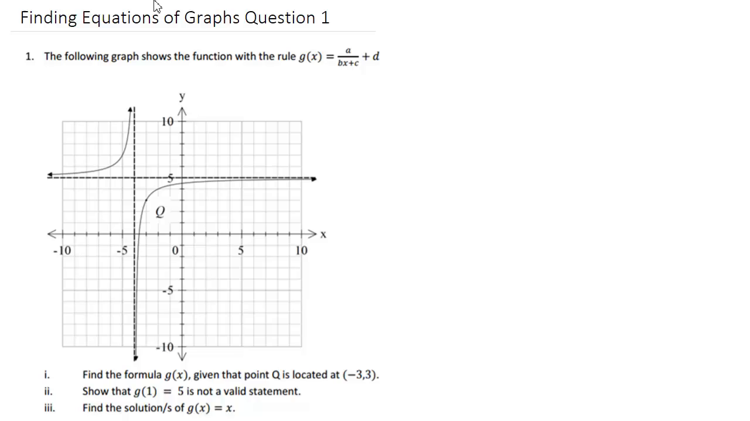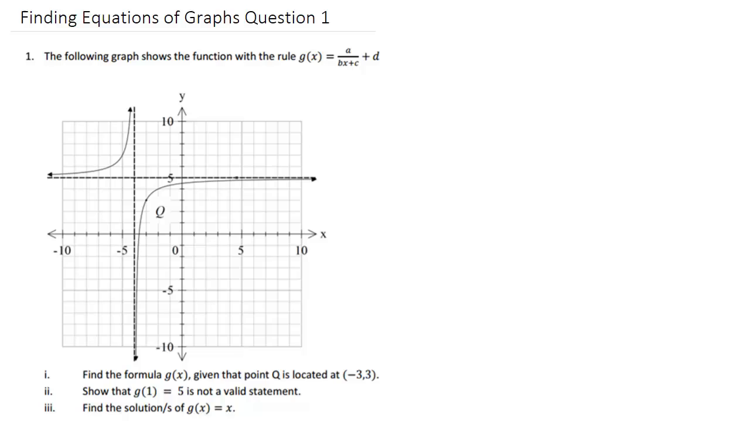So question 1 states, the following graph shows the function with the rule g(x) equals, and they give you a generalized form. So this graph down here, it's a hyperbola. And so we have Q, which is located at (-3, 3). So that's that point there. We know the exact coordinate of it.